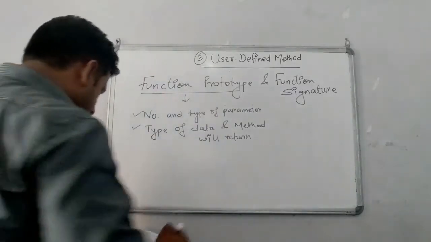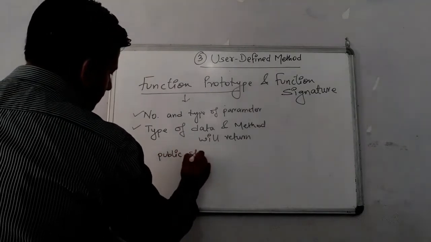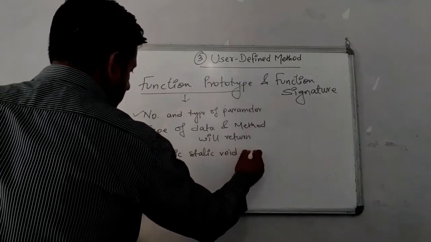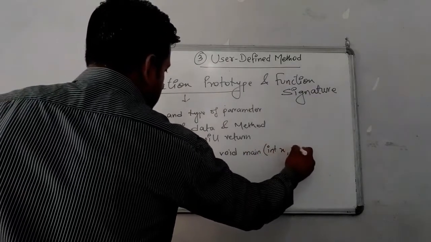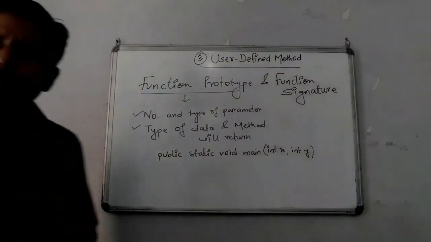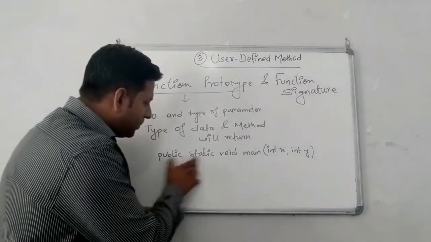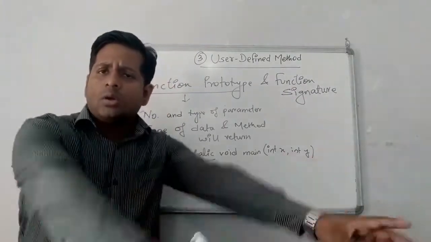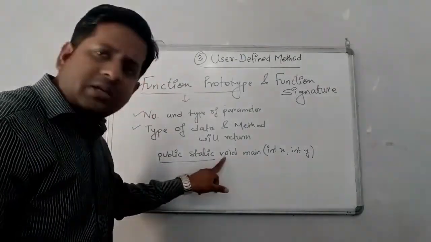Say usually we write like this: public static void main (int x, int y). So children, this is known as function prototype. Why is this known as function prototype? Because you can see here this public and static part is actually common. You can say it's optional also. If you want, you can write it, otherwise you can simply leave it, no problem. The main part begins from here.